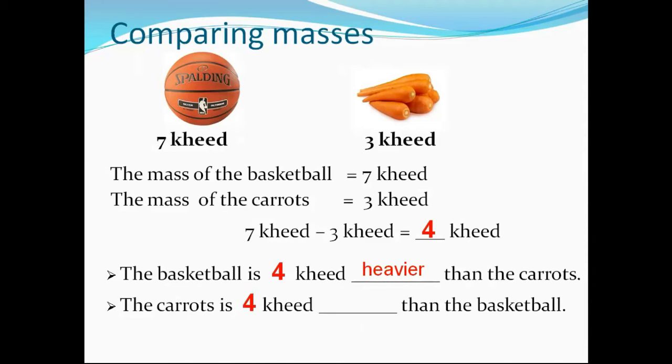Next, the carrot is 4 kg blank than the basketball. Is it heavier or is it lighter? Now, what is your answer? The answer is the carrot is 4 kg lighter than the basketball because the mass of the carrot is smaller than the basketball.